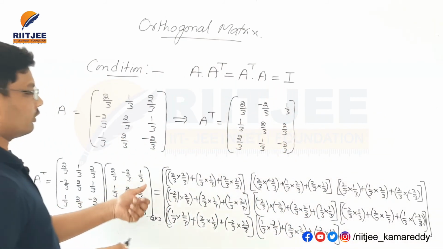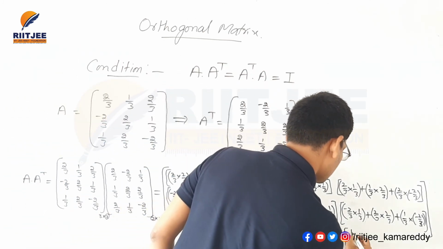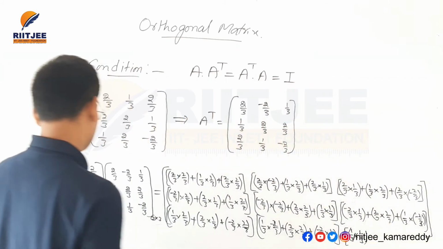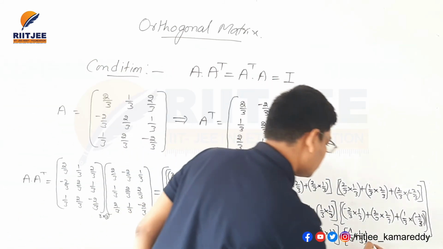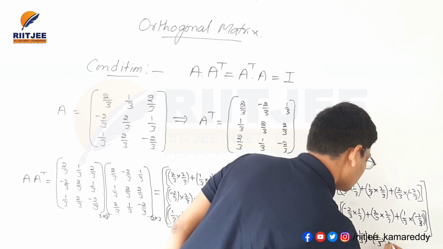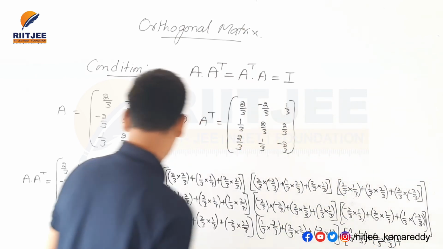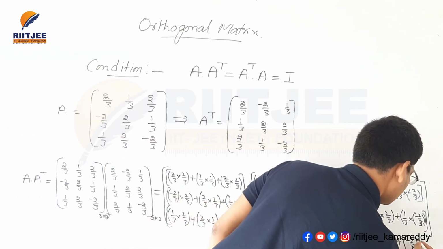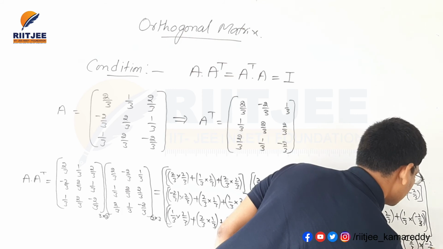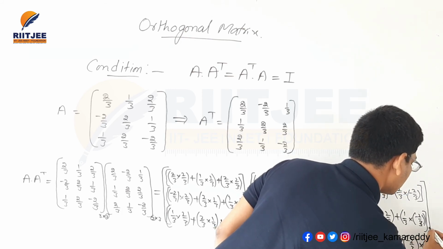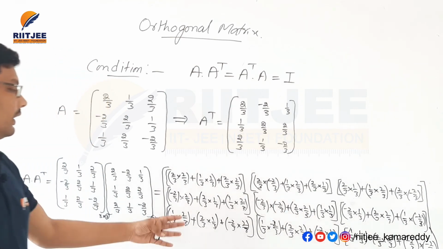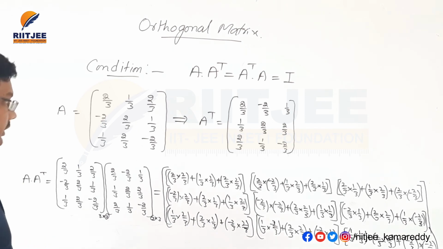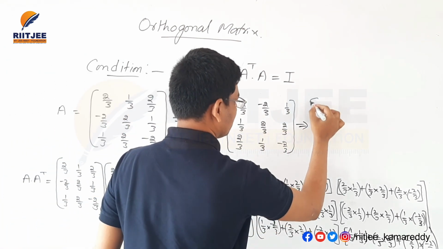Next, 1 by 3 into 1 by 3. This is finally A33. 1 by 3 into 1 by 3. Next, 2 by 3 into 2 by 3 plus 2 by 3 into 2 by 3 plus minus 2 by 3 into minus 2 by 3, minus 2 by 3 into minus 2 by 3. This is all about the 3 by 3 matrix. And the final answer is here.